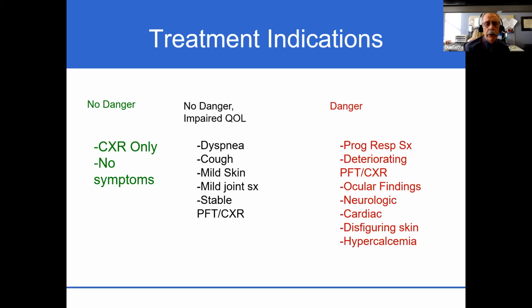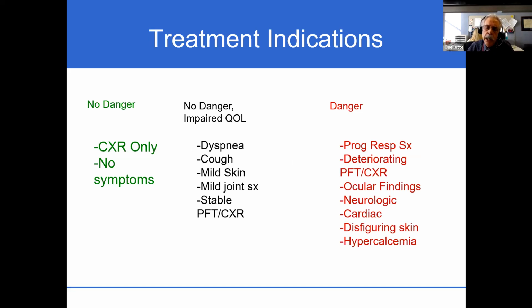So let's talk about strategy. One of the strategies that we're going to be talking about today is to assess your patient in terms of how much danger their sarcoidosis may pose to them. So if a patient has sarcoidosis but doesn't have signs of clinical danger, that is, their chest x-ray is the only thing that's abnormal, they don't have any symptoms, you may not need to treat these patients.